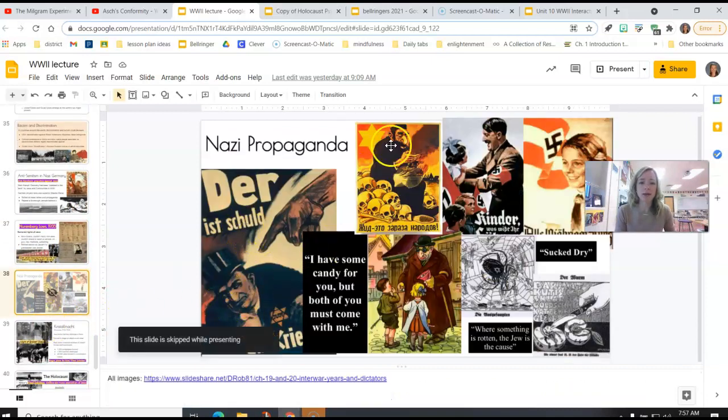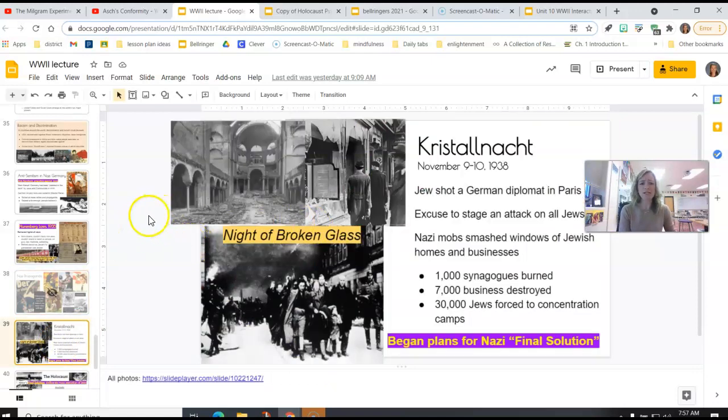We have Nazi propaganda here that shows how they tried to really dehumanize the Jews, making them look like monsters, or spiders or ticks, or showing that where something is rotten, the Jew is the cause. There were even children's books, which is really disturbing, trying to influence people very young. Kristallnacht is called the Night of Broken Glass, at least that's what Americans call it, November 9th through 10th, 1938.